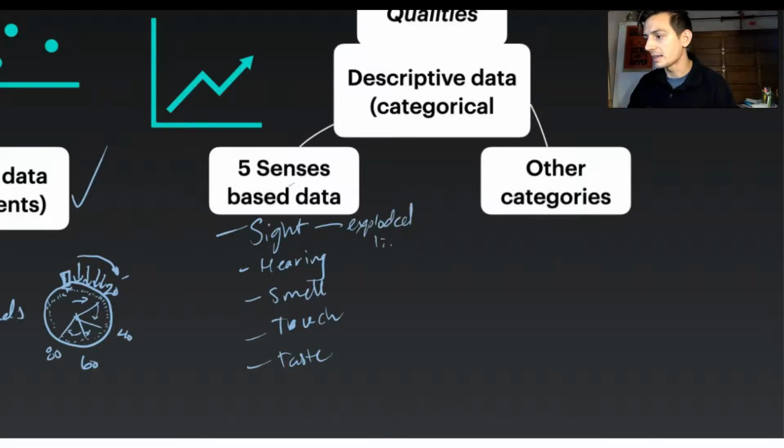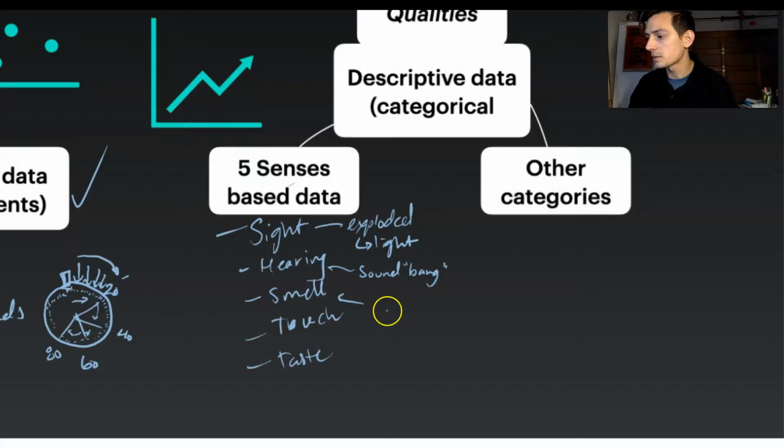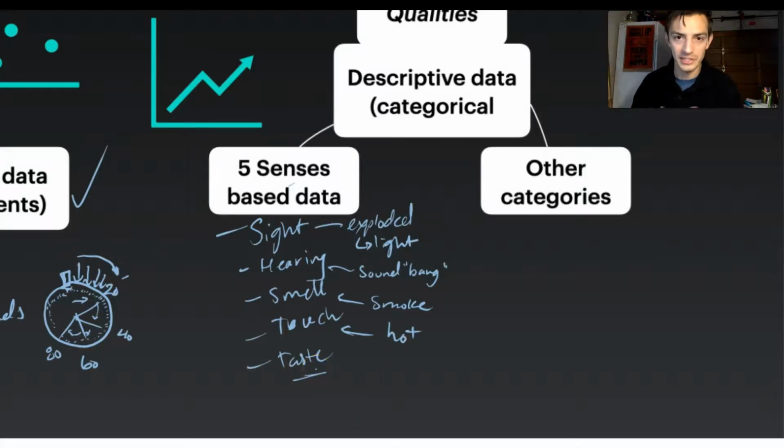So you might say, something exploded and you saw light, right, come out of it. You might have heard a sound, right, like a bang. You might have smelt some smoke and felt it and it was hot. And, maybe we wouldn't want to taste whatever just exploded. But you get the idea. There would be different types of information that you can pull from an experiment and put that in qualitative analysis.